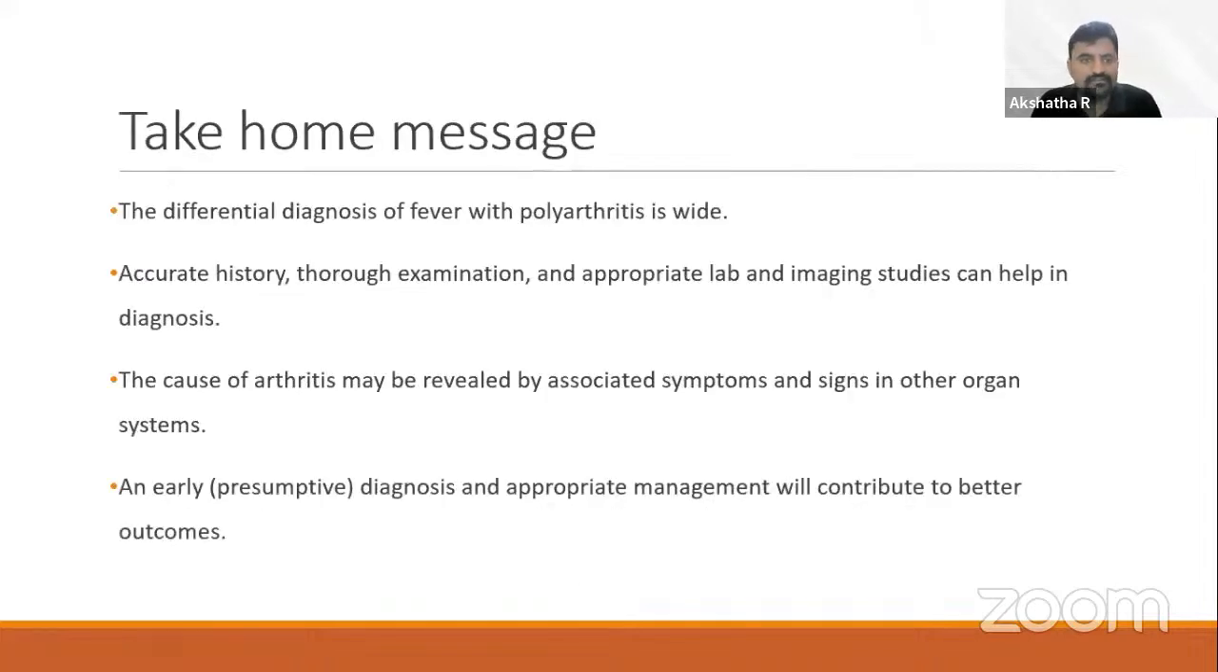So summarizing, the differential diagnosis of fever and polyarthritis is wide. Accurate history, thorough examination, and appropriate lab and imaging studies can help in the diagnosis. The cause of arthritis may be revealed by the associated symptoms and signs in other organ systems, and early preemptive diagnosis and appropriate management will contribute to better outcomes.